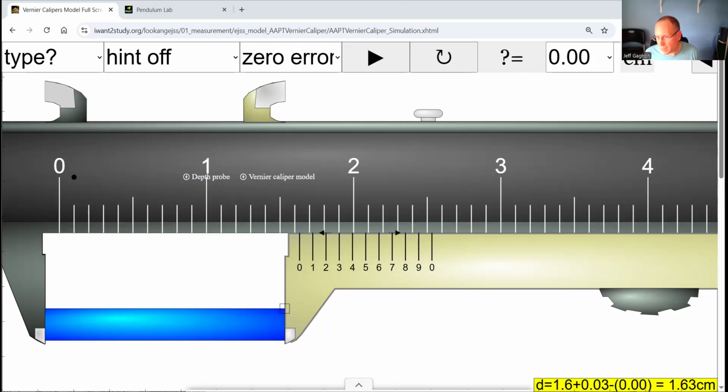That's what the computer does over here as well. It's also getting 1.63. Let's do a few more of these. Let's say this is the length.